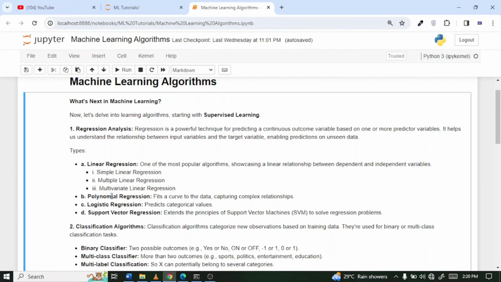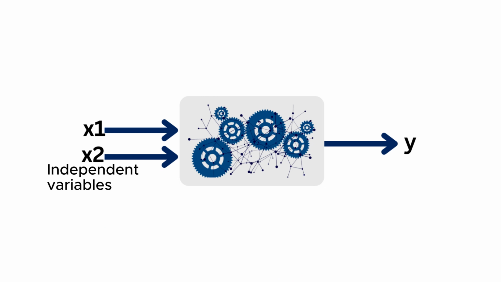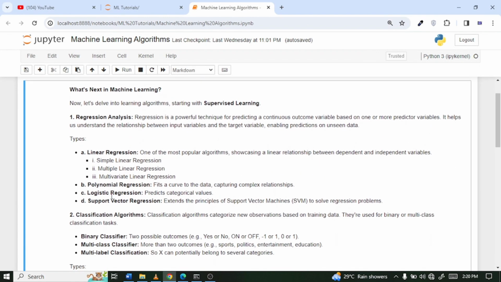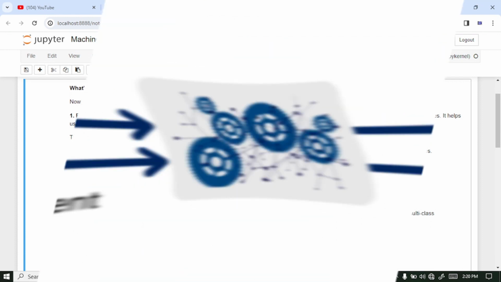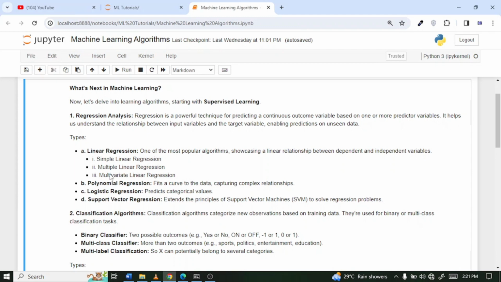Okay. With multiple linear regression, we have multiple independent variables, which is multiple inputs, giving you a single output, which is a single dependent variable. We also have multivariate linear regression. With this one, we have multiple independent variables mapping to multiple dependent variables. So you give it multiple inputs and it gives you multiple outputs. Okay, so that is it for linear regression.